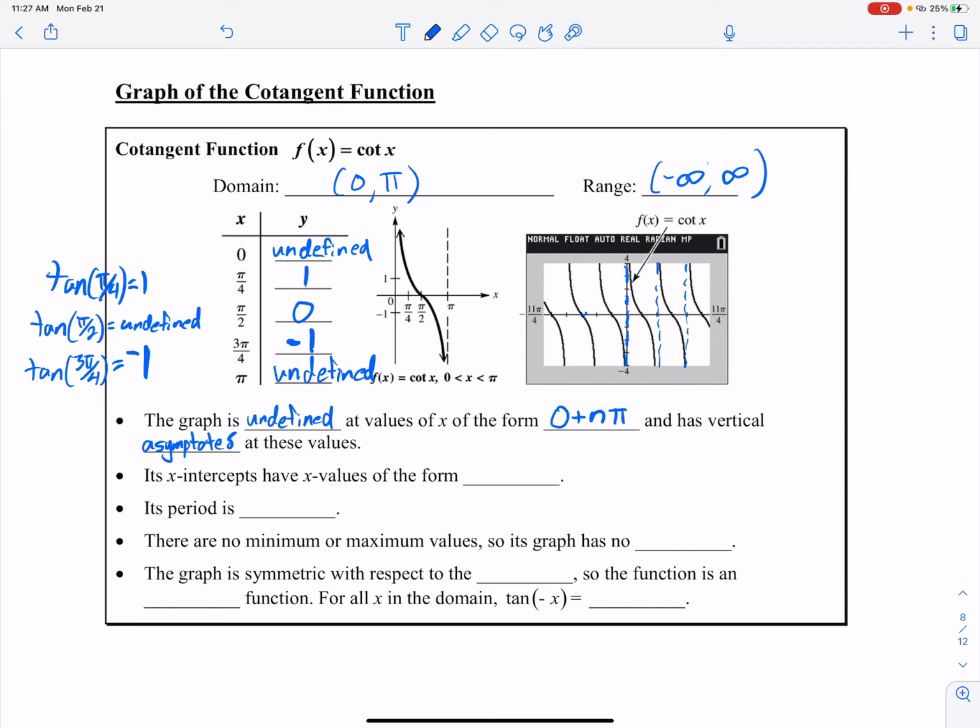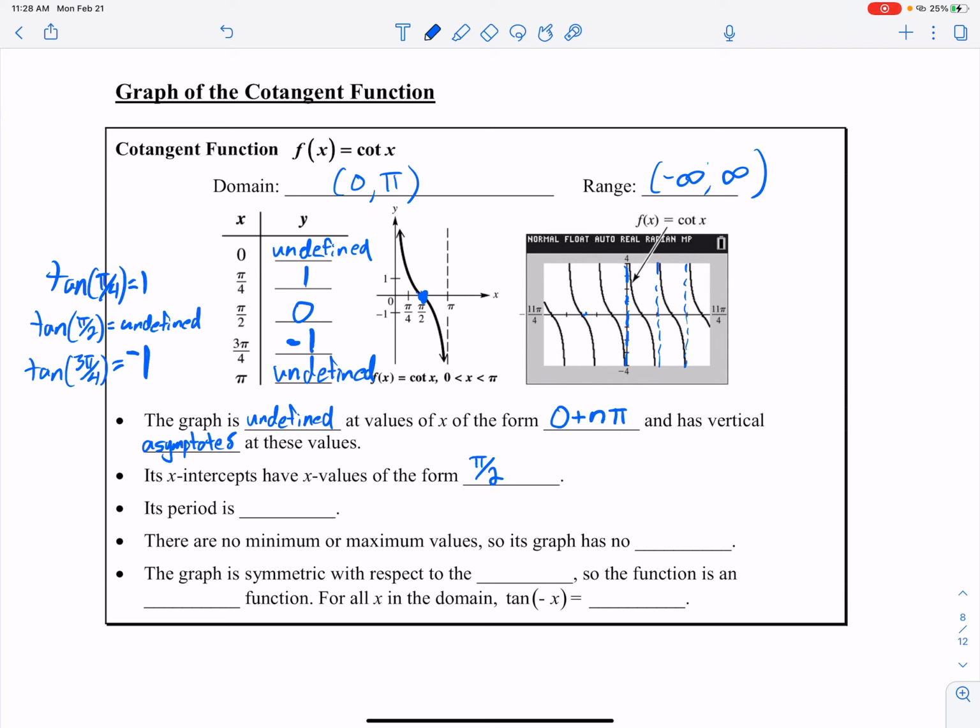X-intercepts have the value of, what do you guys think? Where does the X-intercept happen here? Just on this one period, one phase. What value does the X-intercept happen at? Don't think too hard. Pi over 2. Right, so this value. That's what I was asking for, where it crosses the 0. And that's the only value in that period.